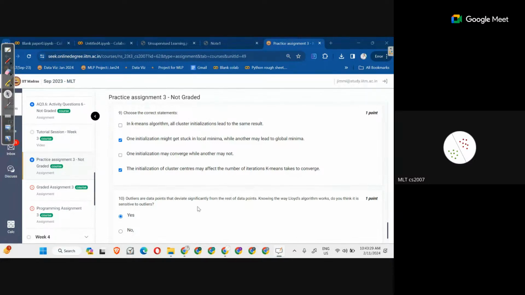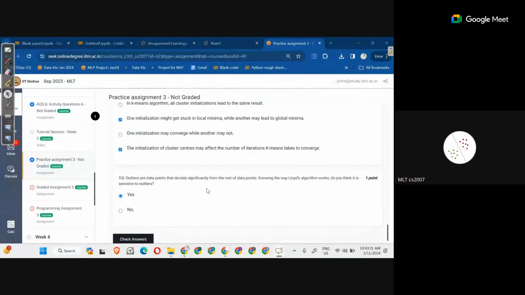The 10th question says outliers are data points that deviate significantly from the rest of the data. I hope you are aware of what outliers are. Knowing the way Lloyd's algorithm works, do you think it is sensitive to outliers or not? Yes, sir, it is sensitive, because ultimately it is about distance.